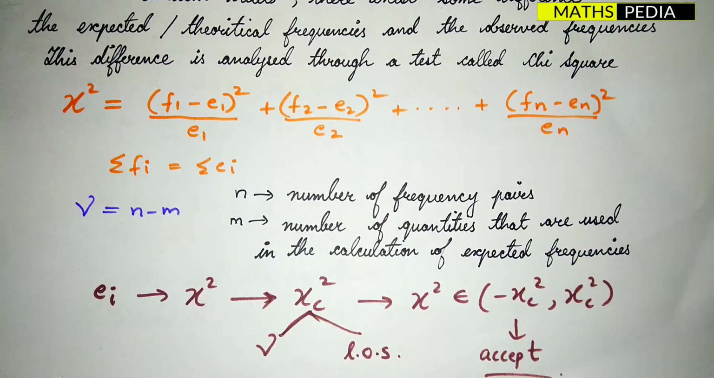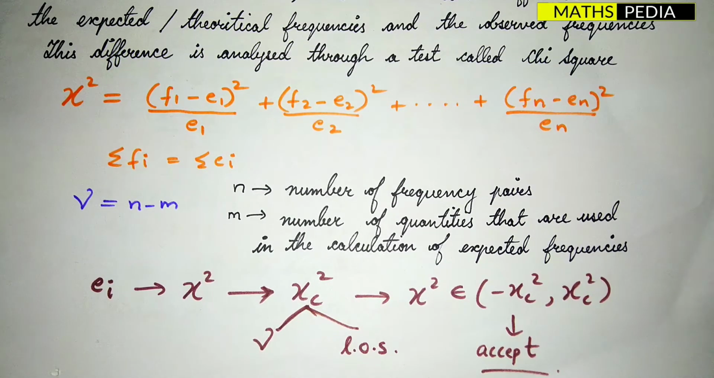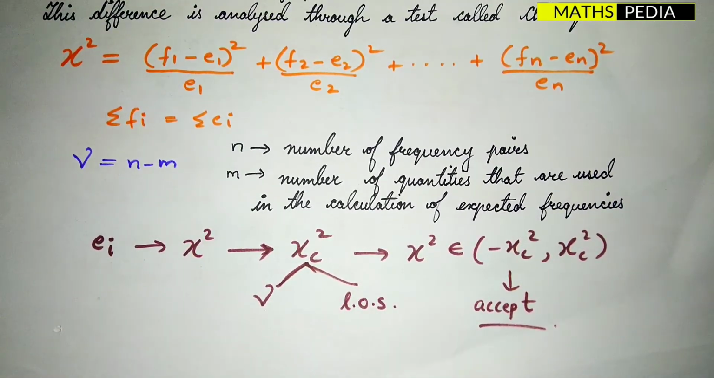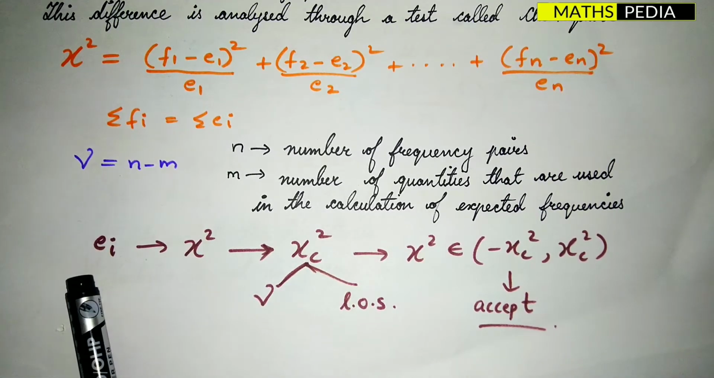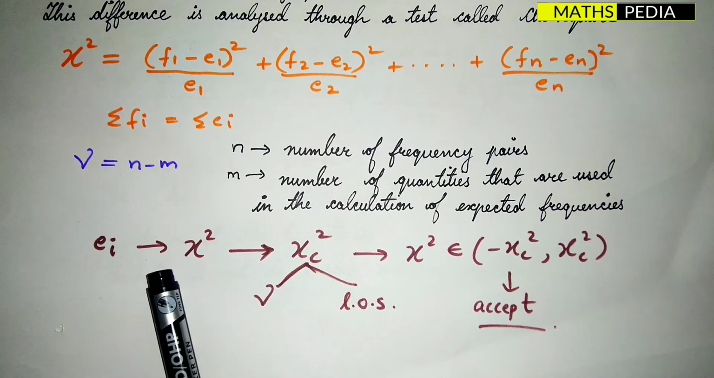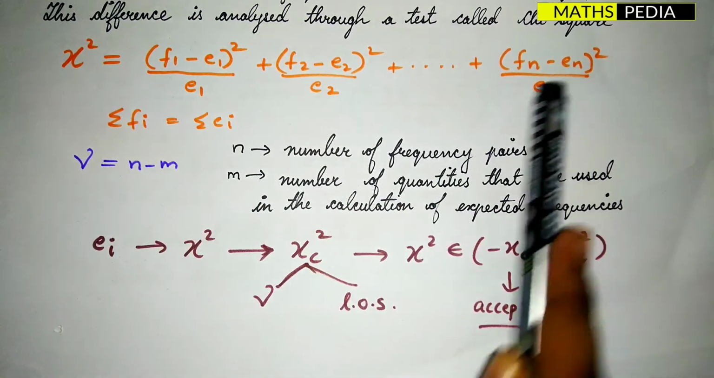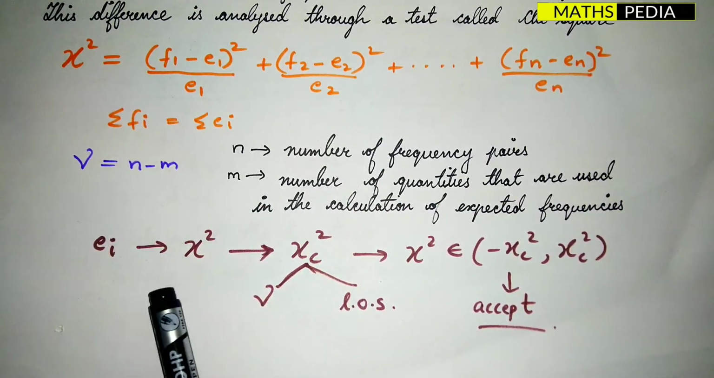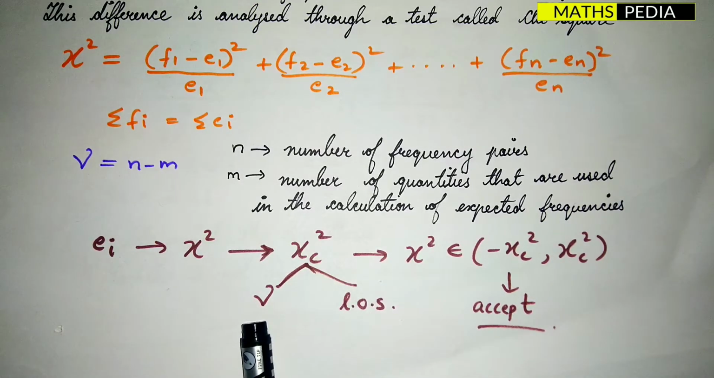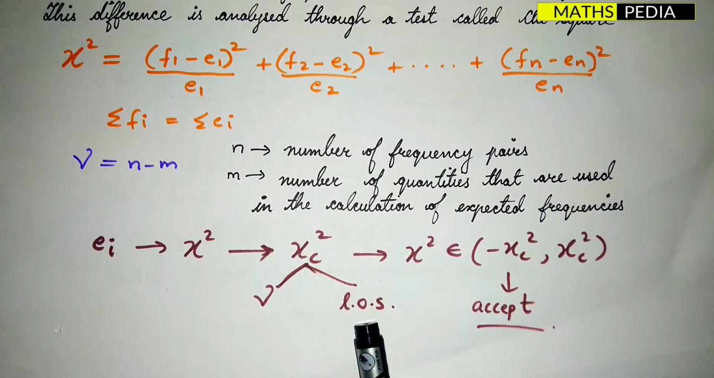Next, how to test the hypothesis based on the chi-square test. Let us discuss that. The expected frequency Ei we have to find out. Then apply this formula and find out the chi-square magnitude. Then chi-square C, you can see over here, is the critical value. This critical value depends on the degree of freedom and the level of significance. Level of significance can be of two types: 0.01 and 0.05.